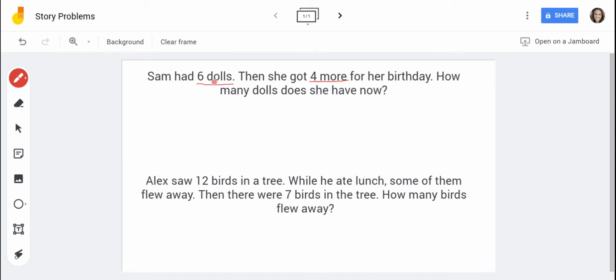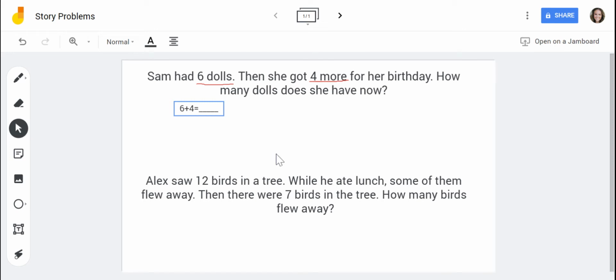How many dolls does she have now? So we know she started with 6 and then she got 4 more. And this word more tells me that our number is going to get bigger. And if our number is going to get bigger, then that tells me that this is going to be an addition problem. So let's type that equation. We know she started with 6, then she got 4 more, and now we need to figure out how many she has now. So we're going to do 6 plus 4.